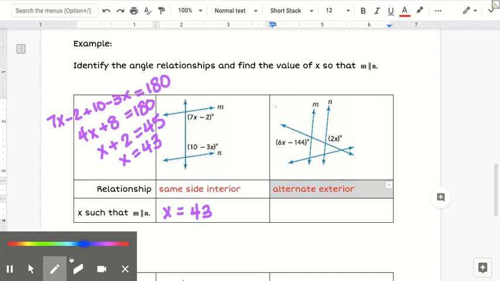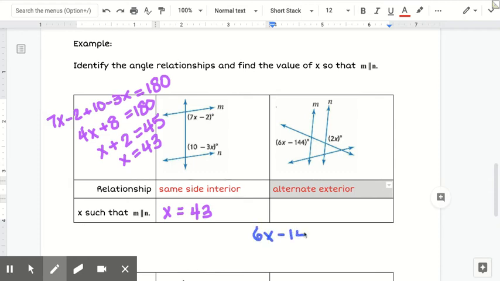So again, you can pause and set up your equation, and then come back and see how you did. Okay, so since they are congruent, that means the measures of the angles are equal to one another. So I'm going to solve this one using a little bit quicker algebra. I'm going to subtract 2x from both sides and add 144 to both sides. And then I'll divide both sides by 4. So 144 divided by 4 would be 36. So on this one, x is 36 to make those two lines parallel.